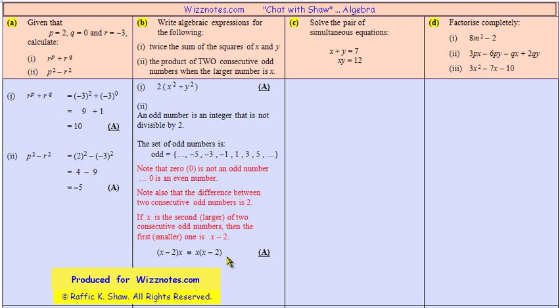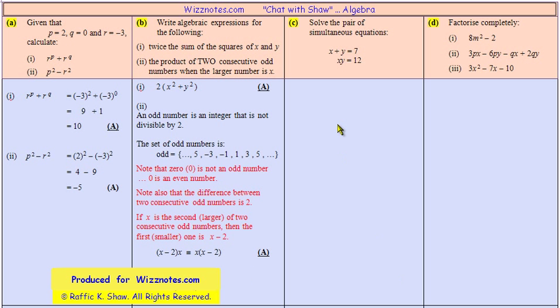Alright, now let's move over to part C. Now for part C, it says solve the pair of simultaneous equations x plus y equals 7 and xy equals 12. Now if we observe, x plus y equals 7 is a linear equation. In other words, it will produce a line on a graph.